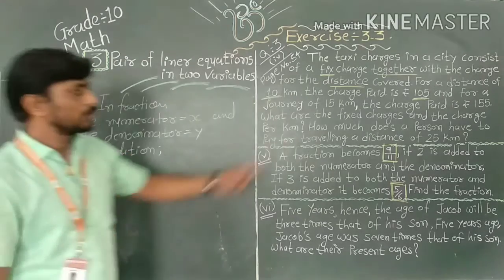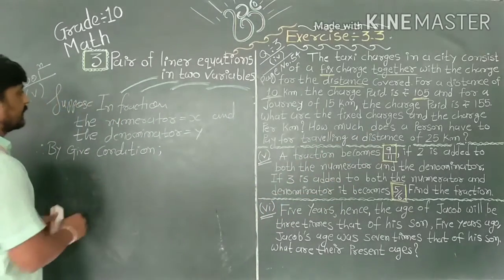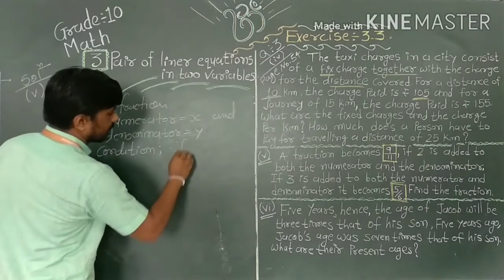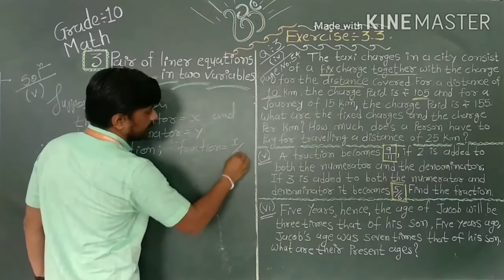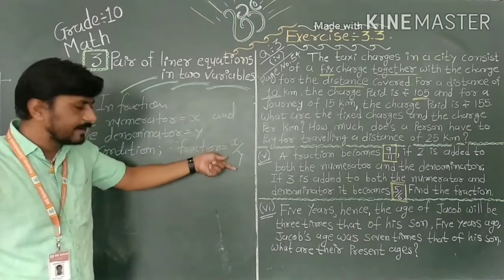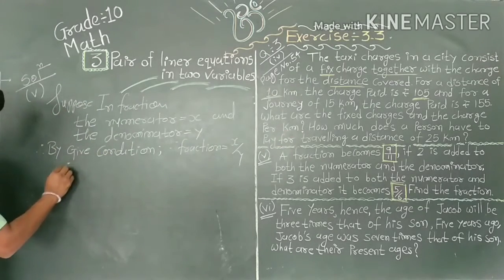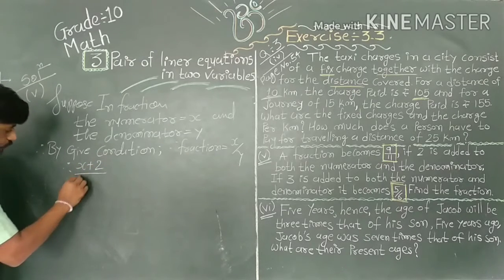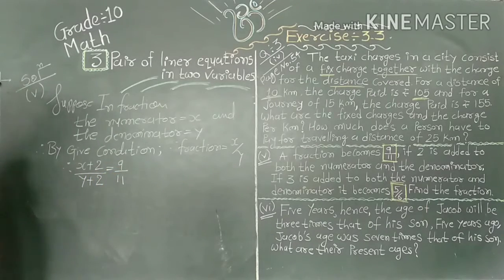what happened? 2 is added to both numerator as well as denominator. Therefore, what is our fraction? Here we write fraction is equal to x upon y, because this is the numerator and this is the denominator. Now we add 2 to both the numerator and denominator. The fraction will be 9 upon 11. Therefore, by given condition, we add 2 on the numerator and 2 on the denominator, it will be 9 upon 11. This is the first condition.